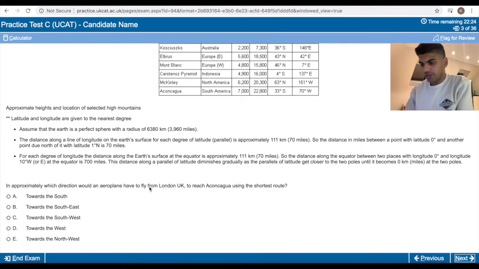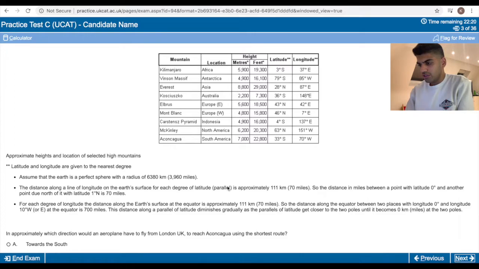Okay, in approximately which direction would an airplane have to fly from London to Aconcagua? So London, London, London. London's not here. Is London mentioned here? No, it's not. Okay, so we'll assume it's in Europe. Well, it is in Europe, but we'll use Europe values, Aconcagua.